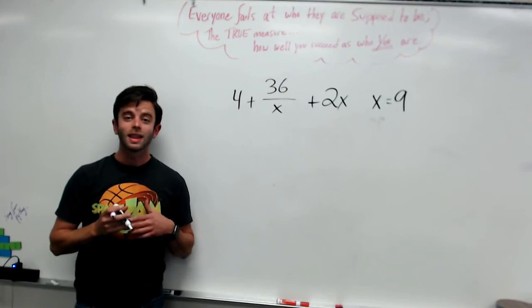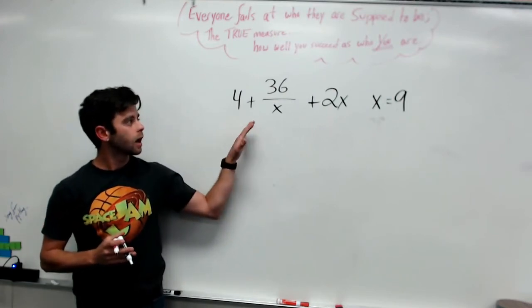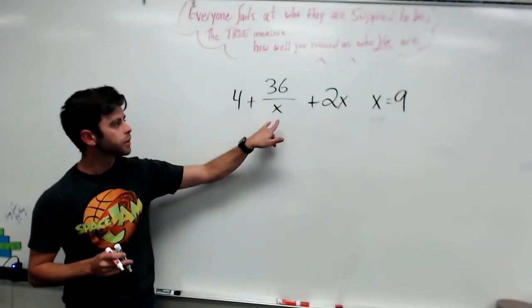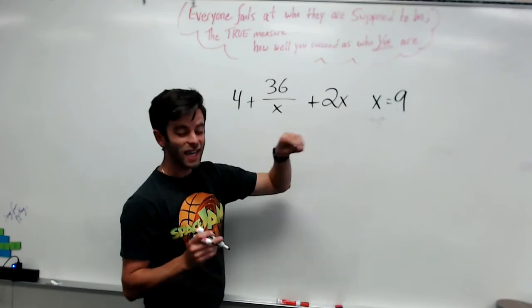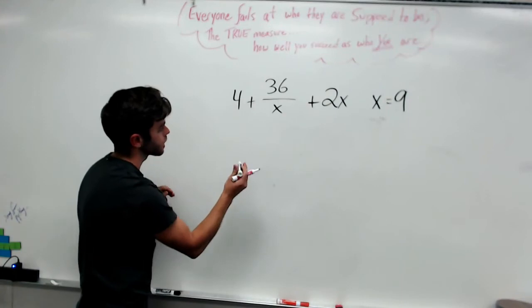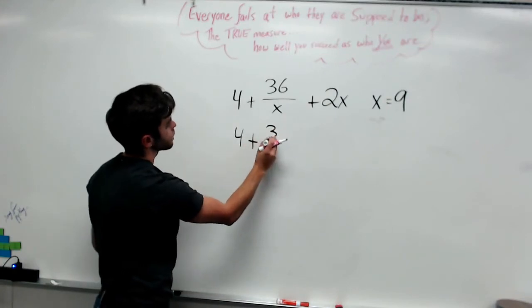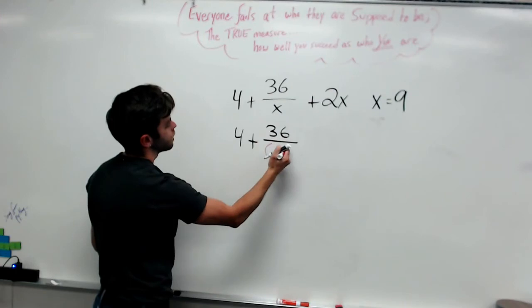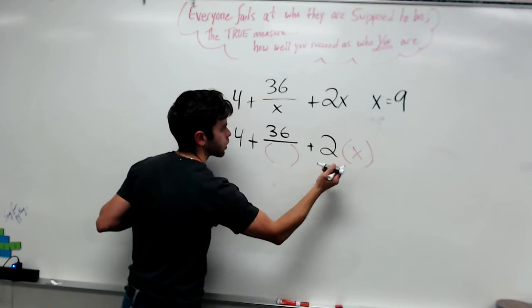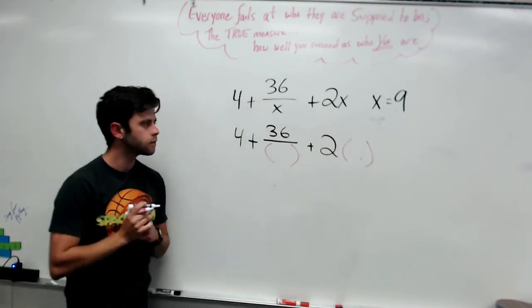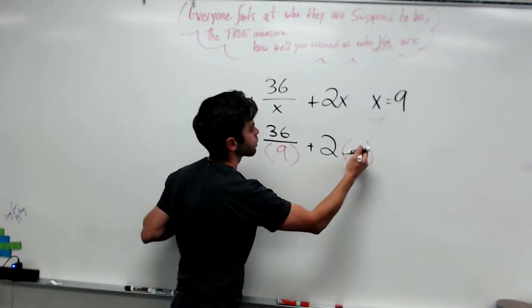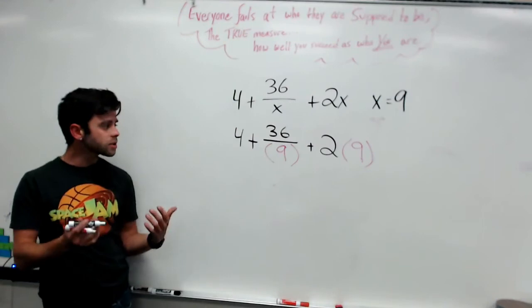All right, and for our last example, now we have kind of a bigger problem, mashing a couple ideas together. But again, now I have 2 x's. So anytime I see an x, I'm going to put a parenthesis and then plug in whatever is there. So I have 4 plus 36 divided by parenthesis plus 2 parenthesis. And again, since x equals 9, I can substitute that back in or plug and chug. And then I just solve.